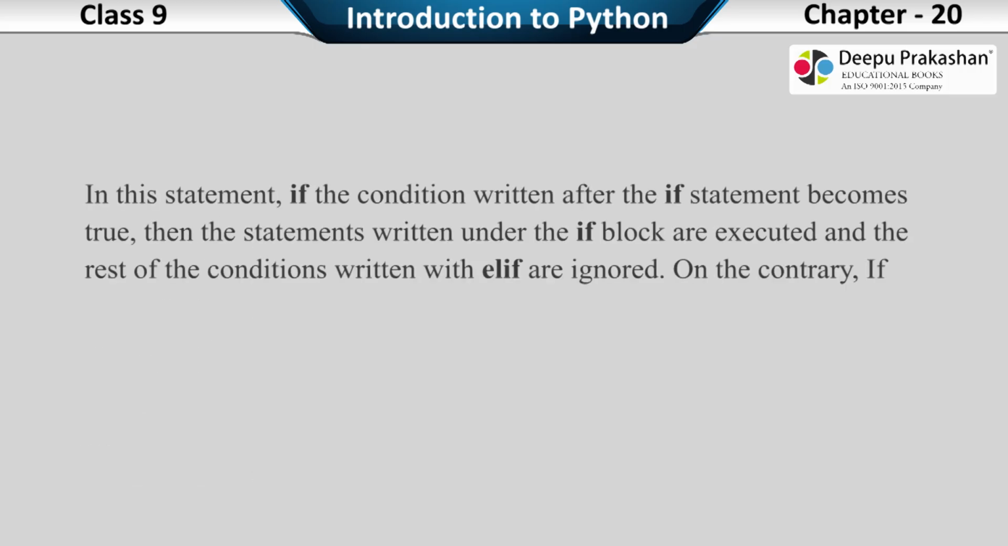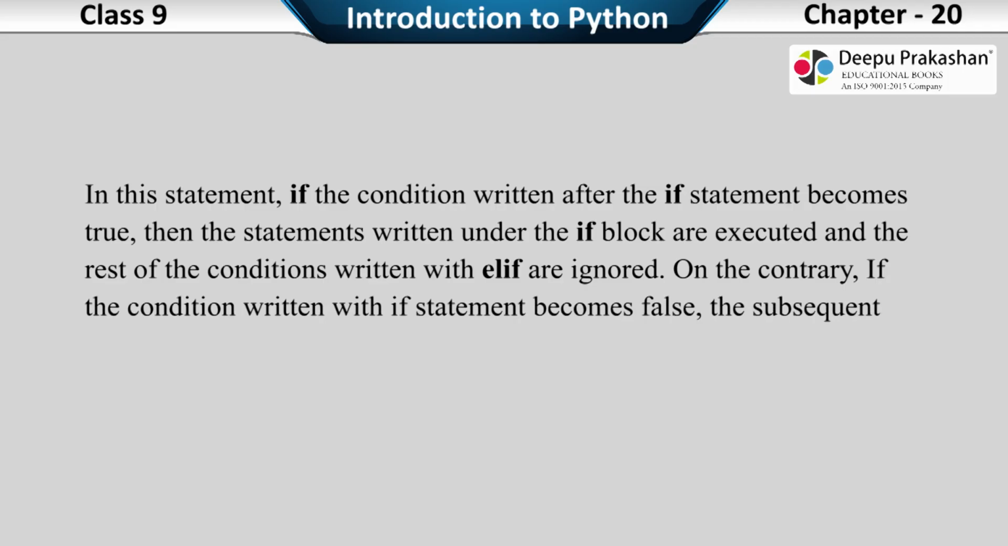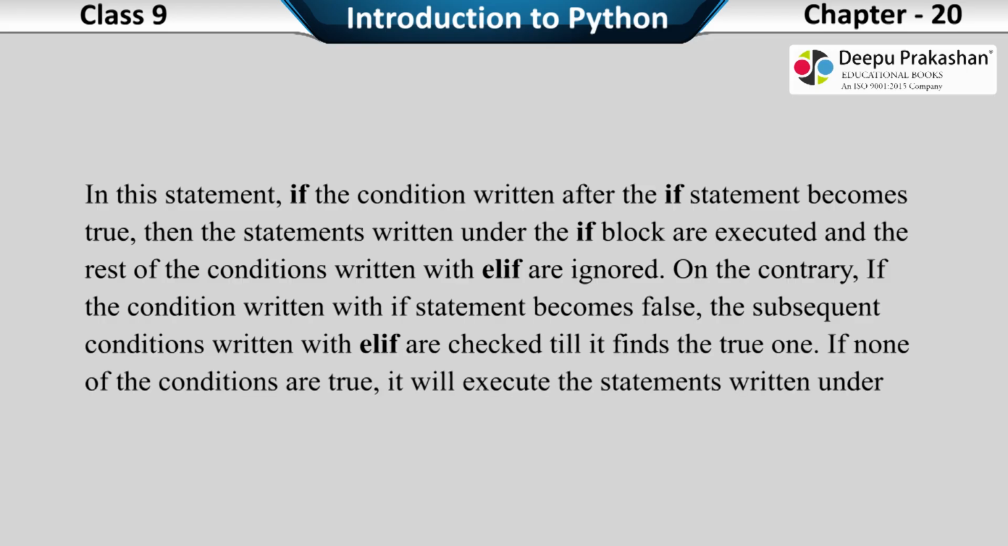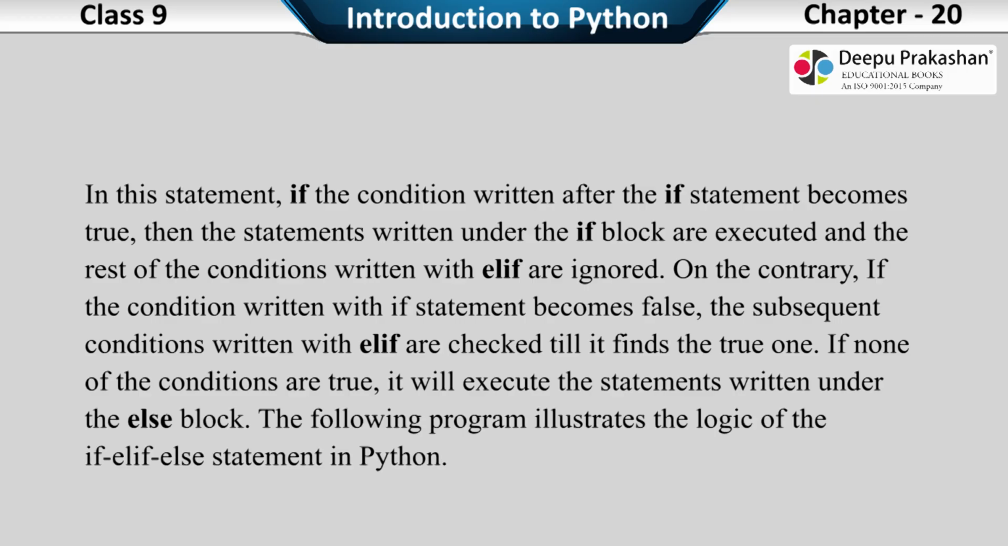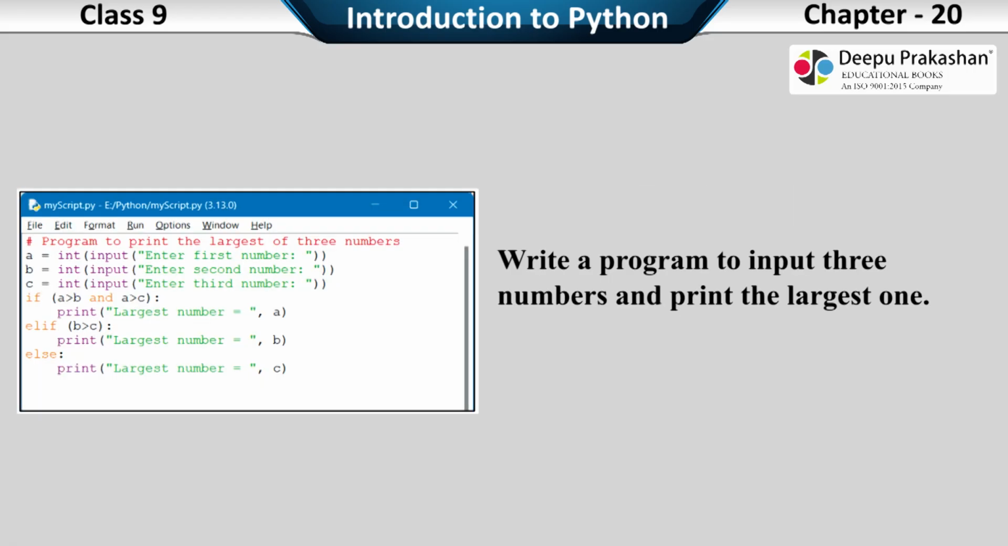In this statement, if the condition written after the if statement becomes true, then the statements written under the if block are executed and the rest of the conditions written with elif are ignored. On the contrary, if the condition written with the if statement becomes false, the subsequent conditions written with elif are checked till it finds the true one. If none of the conditions are true, it will execute the statements written under the else block. The following program illustrates the logic of the if-elif-else statement in Python. Write a program to input 3 numbers and print the largest one.